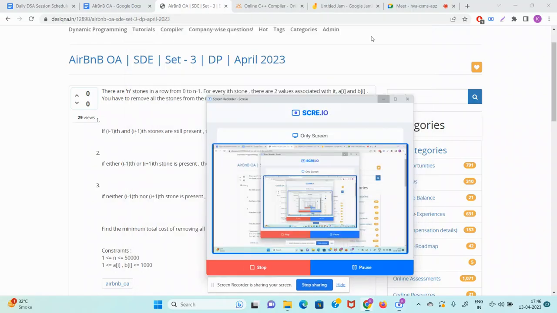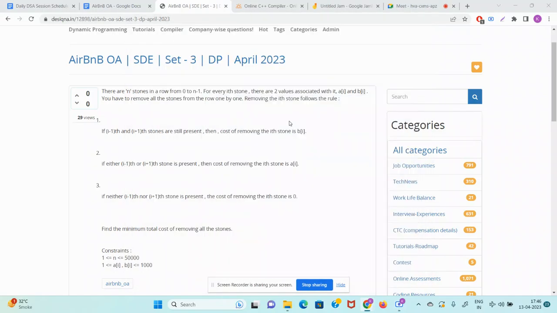So, guys, there are n stones in a row, 0 to n minus 1. For every ith stone, there are two values associated with it, a of i and b of i. You have to remove all the stones from the row one by one. Removing the ith stone follows the rule.